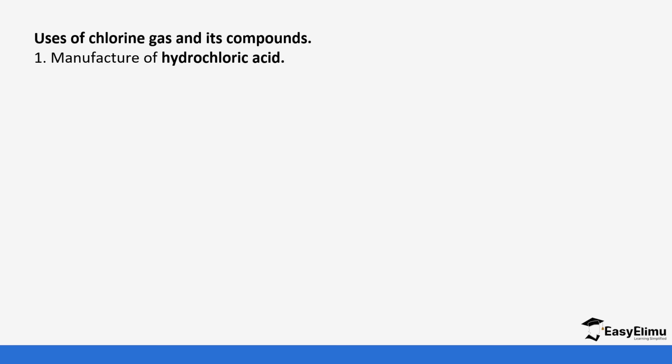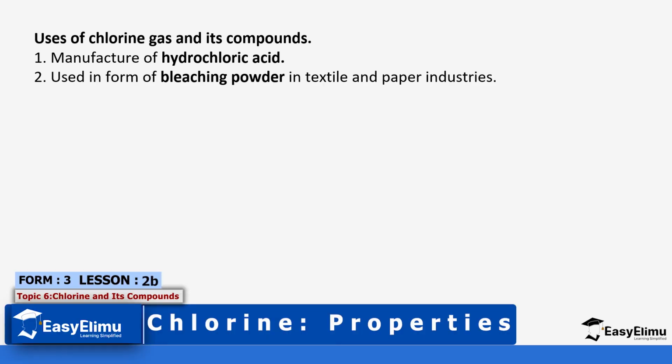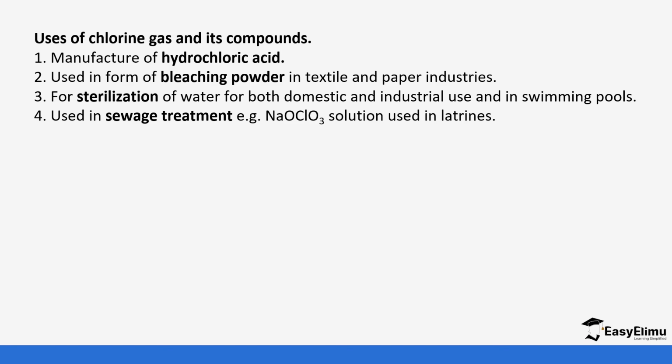Finally, let's look at some uses of chlorine gas and its compounds. Chlorine is used in the manufacture of hydrochloric acid, as you will see in the next lesson. It is used as a bleaching powder. You can see it formed the calcium chlorate(I). And then in paper industries, it is used also for sterilization of water for domestic and industrial use. Especially, you've seen it being used in swimming pools. It's also used in sewage treatment, especially this sodium chlorate(I). It is used in the manufacture of plastics as well, especially PVC.